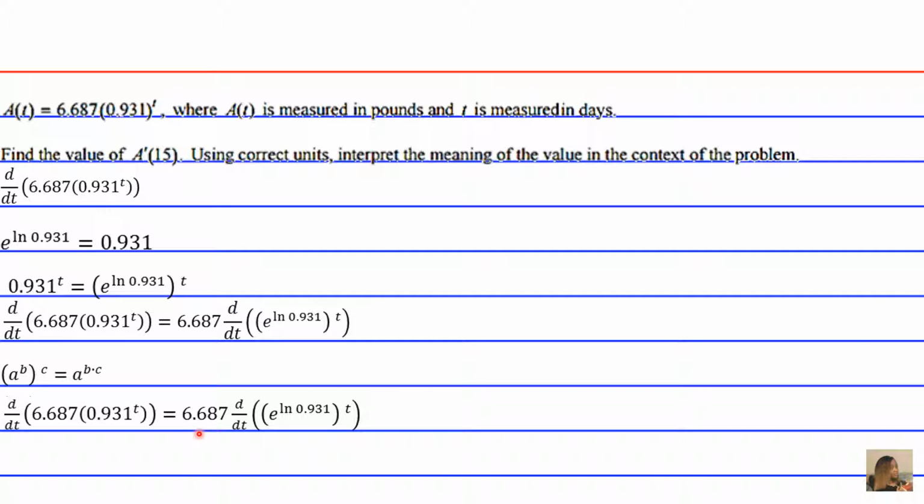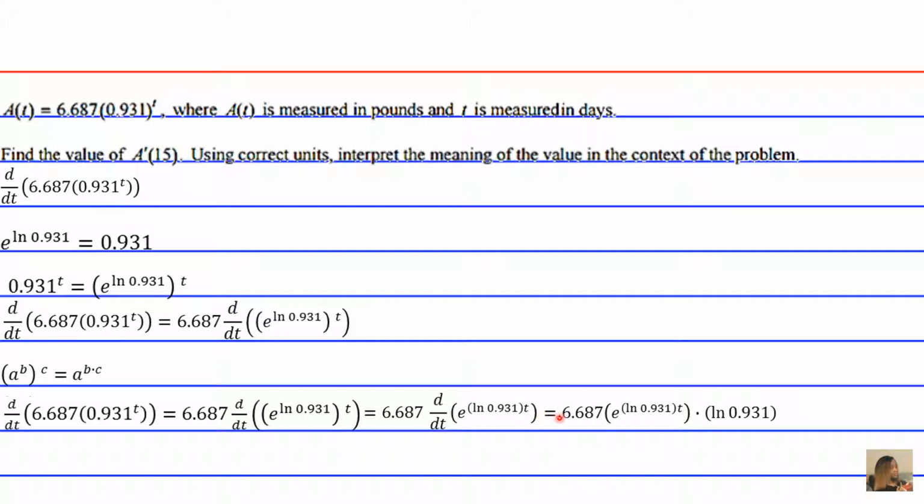Therefore, this derivative becomes 6.687 d/dt of e to the ln of 0.931, raised to the t, but that becomes 6.687 times the derivative with respect to t of e raised to the natural log of 0.931 times t, okay? So this is the change we made from here to there, all right?